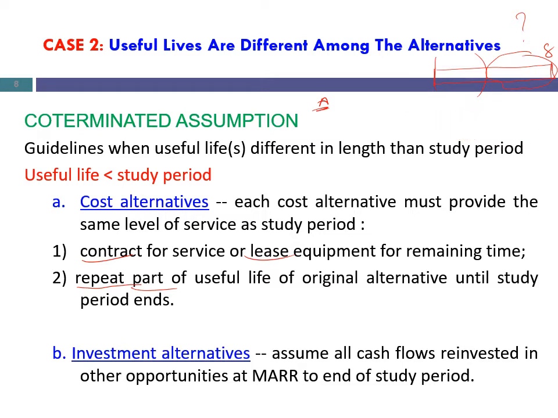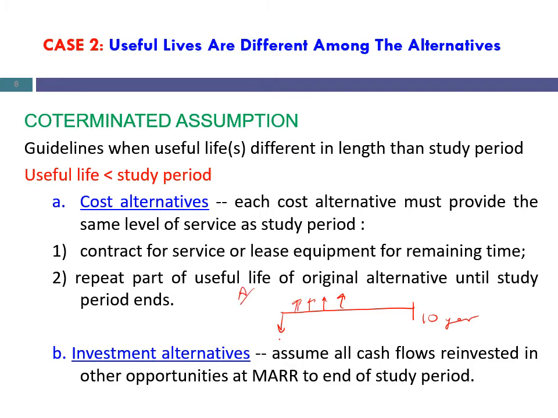So this is the case if the projects or the alternatives are cost projects. If the compared alternatives are investment alternatives, so what do we have in investment alternatives? Let's assume that we have such initial investment amount and then we have some earnings. So let's assume that the study period is 10 years and we invested, let's say, in some alternative A, and this alternative A is only for 6 years.